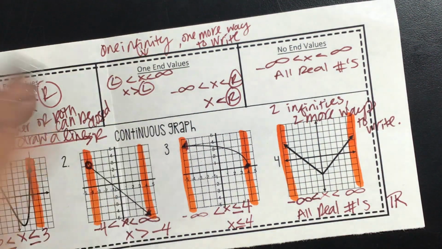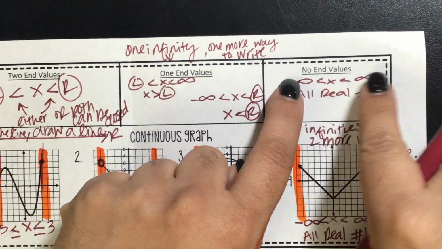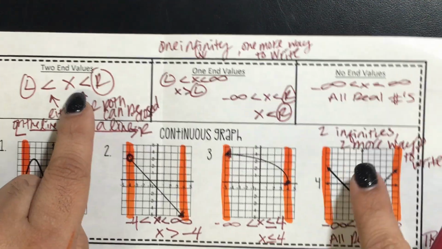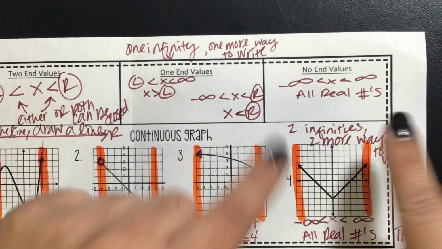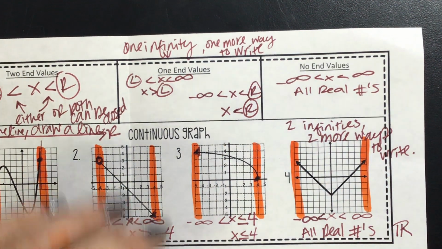When you are taking your test, especially in 9th grade, you're not going to see these infinity symbols as much. But that's where we get each of these different statements. So if you can do the infinities, you can do everything else.